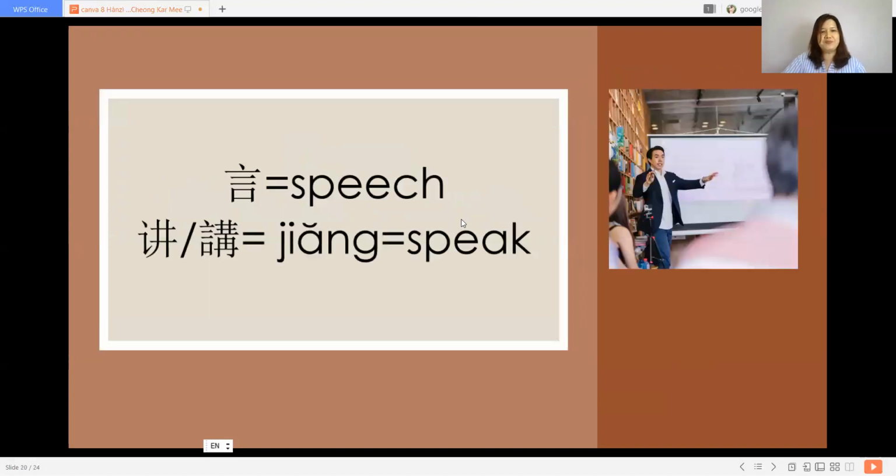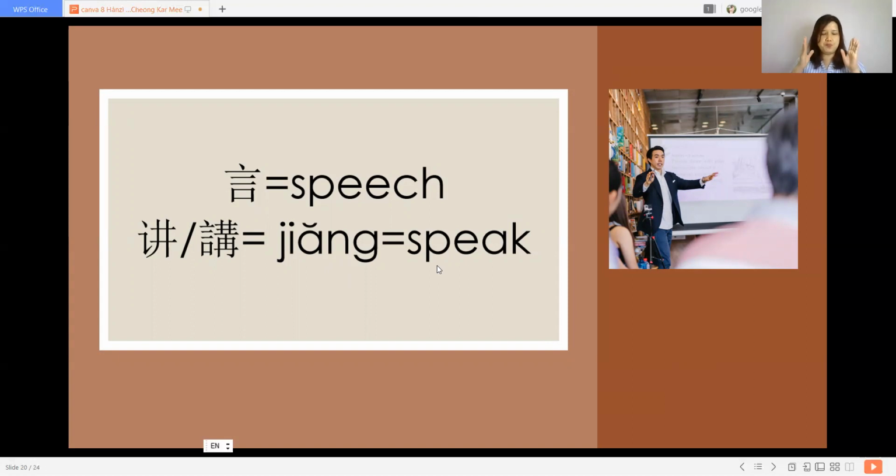How about this one? I show you these two characters because I want you to recall what we learned last week. Can you identify which one is the simplified Chinese word and which one is the traditional word? The left hand side is obviously the simplified Chinese word, and the right hand side is the traditional one because it is more complex in terms of strokes. But these two are pronounced the same, which is 讲, which means speak.